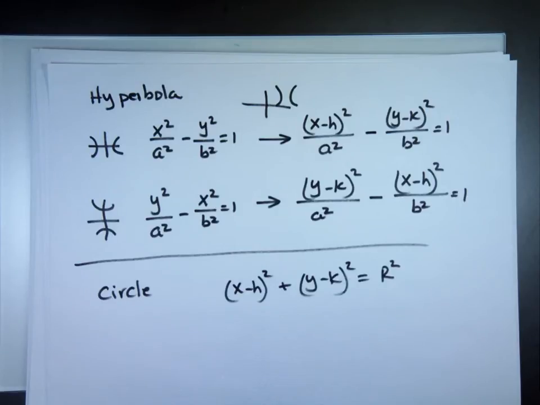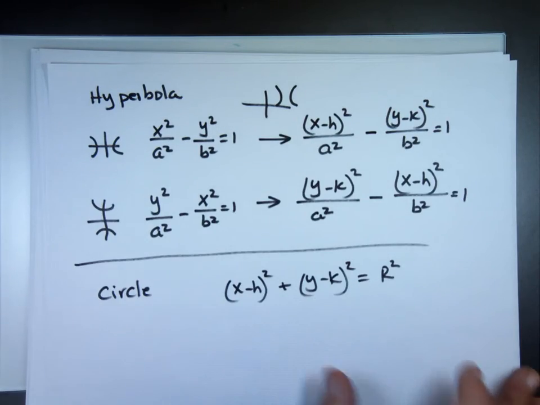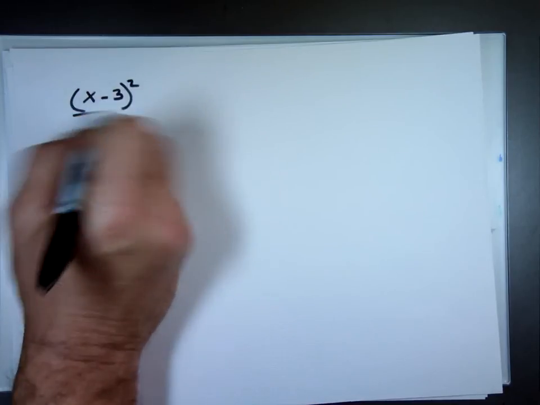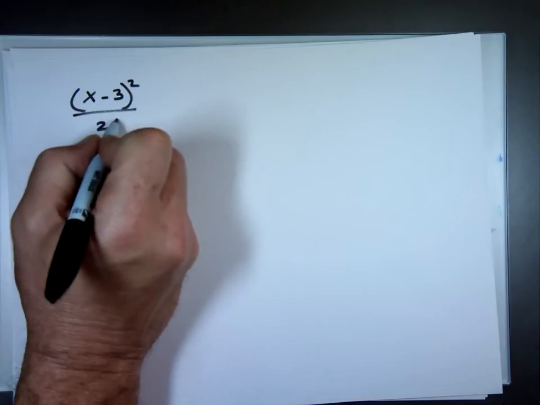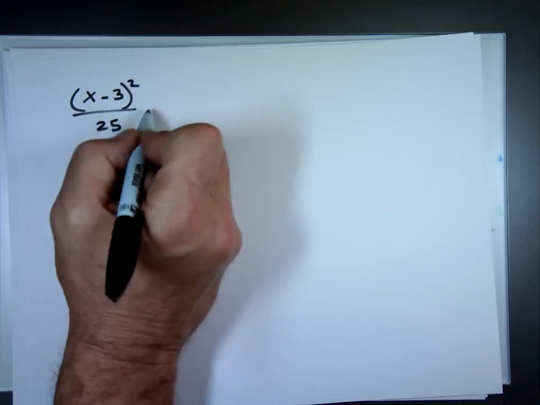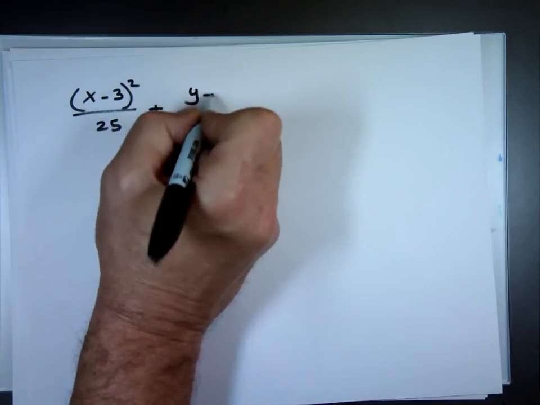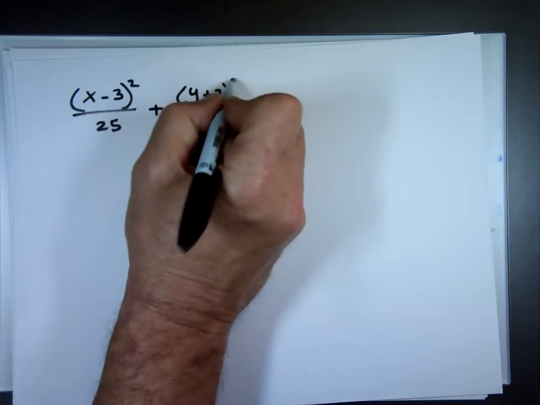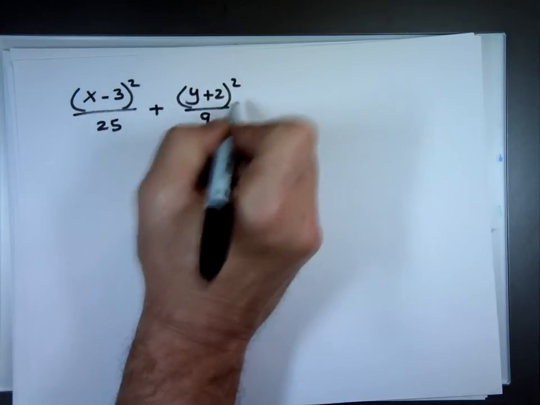So now let me take some examples and see which one of these pictures I'm going to be using. So these are the equations. I took a snapshot of the nice clean ones, but this is my handwriting. Let's say we have this one: x minus 3 squared over 25 plus y plus 2 squared over 9 equals 1.